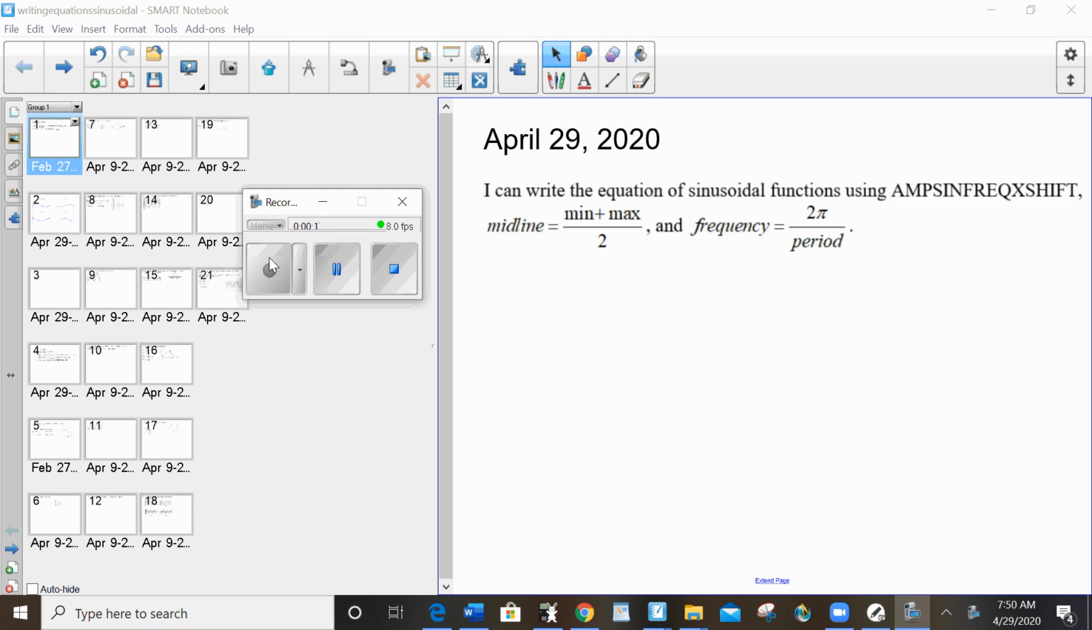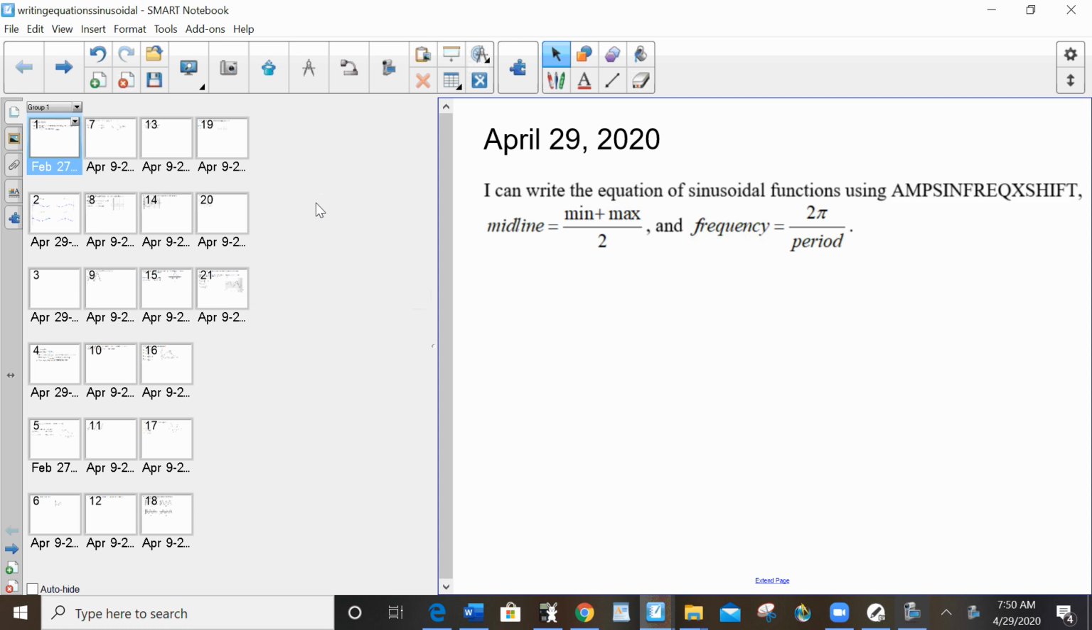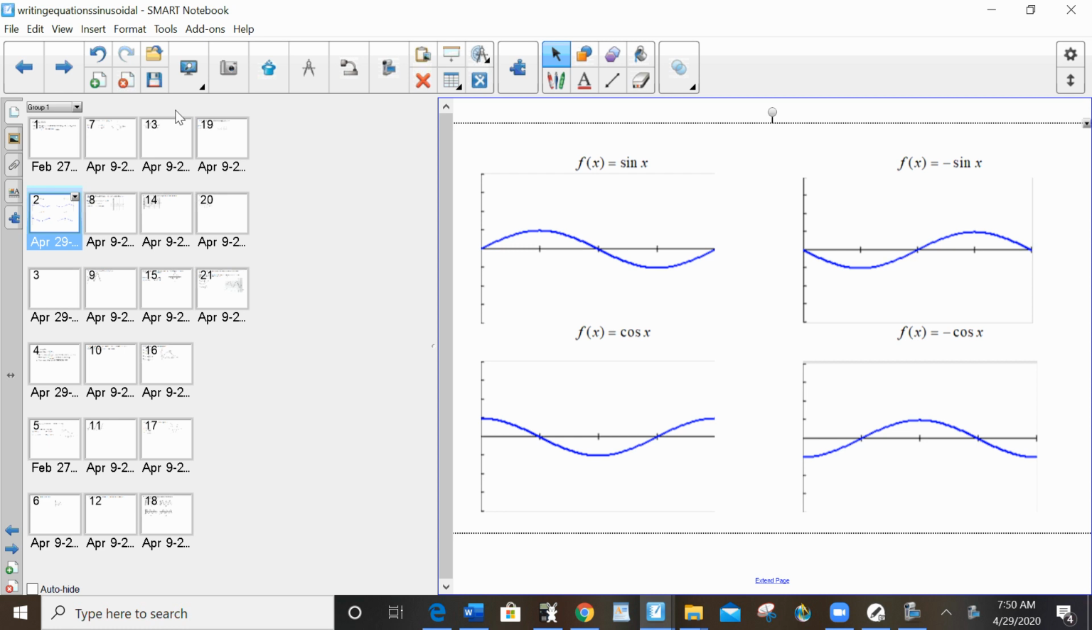So what we've been doing is graphing given the equation. Today we're going to be given the graph, and we're going to write the equation based on that. So we need to know our four waves.